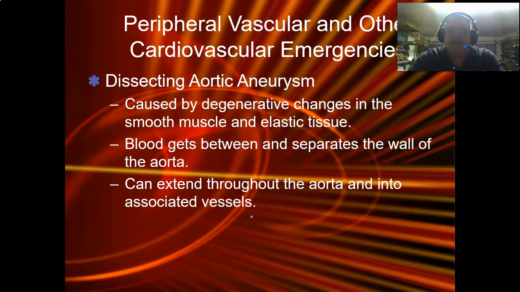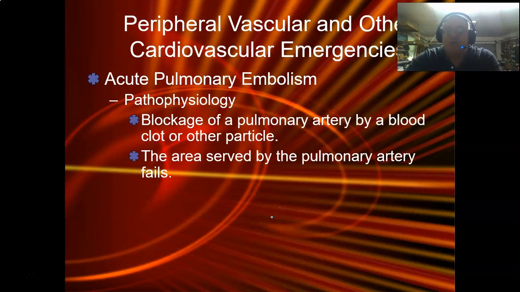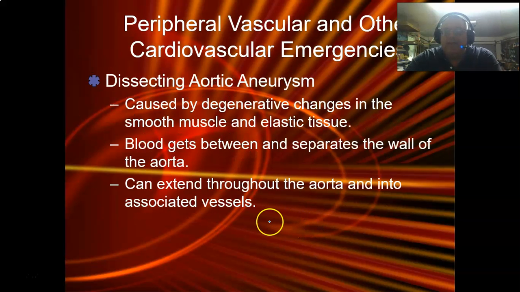Now, dissecting is caused by degenerative change between the smooth muscle and the elastic tissue. So basically, the blood gets in between and it separates the wall, and it can go through the aorta to the associated vessels. And the trick is, I can tell you right now, with a thoracic aneurysm, once it bursts, your chances of getting those folks back are slim to none.